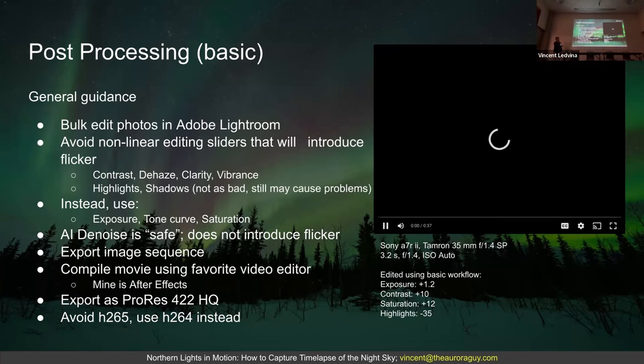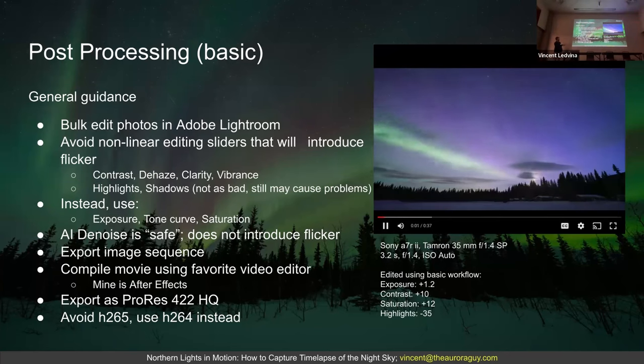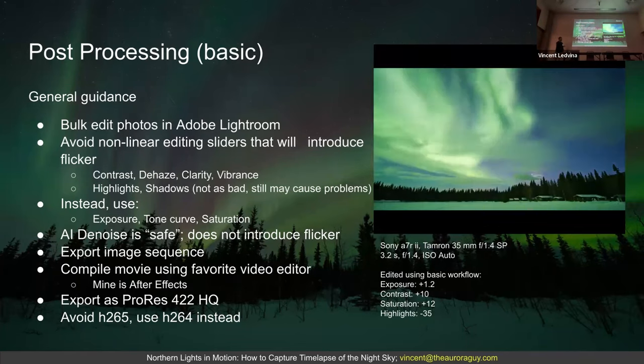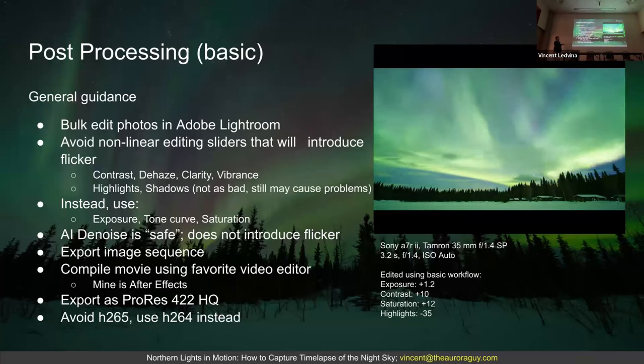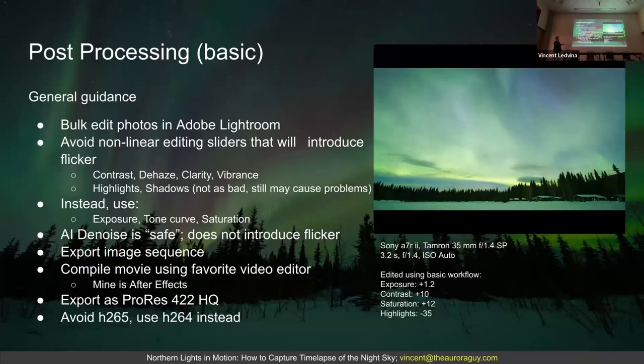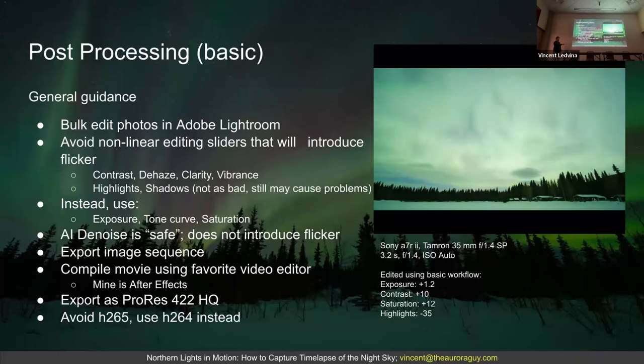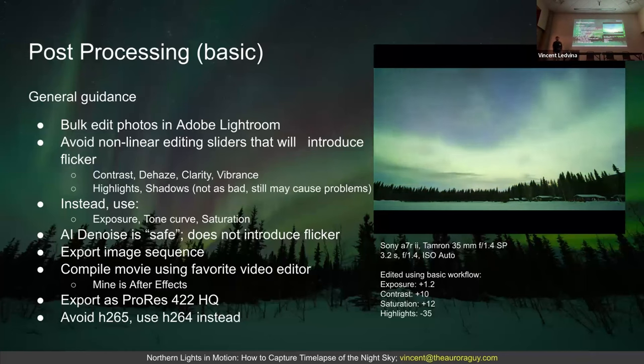So just for example, here's a time lapse I shot. This is again March 23rd. I'm a lot for March 23rd, but this is using ISO auto. So my settings were 3.2 seconds, f1.4. Here's my gear. Here are my editing settings here in Lightroom. So this was the basic workflow.